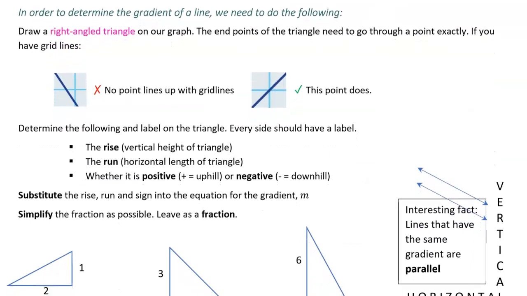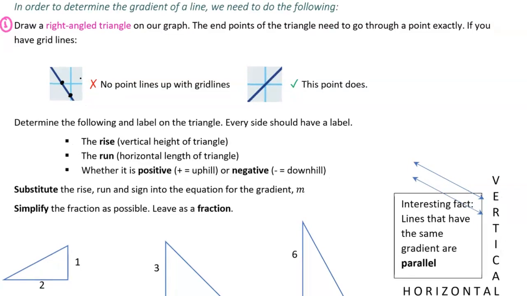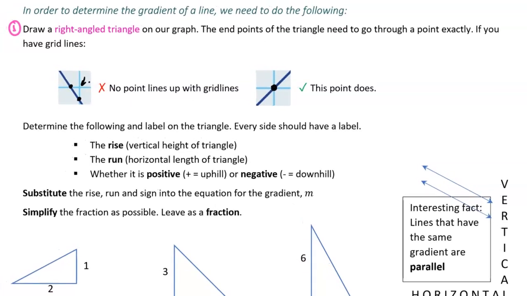So to determine the gradient of a line, we need to do the following. First off, let's call this step one. We need to draw a right-angled triangle on our graph. The endpoints of that triangle need to go through a point exactly. So, as an example, if we have grid lines, looking at this point here, not nice. They're not going through a really clear grid line like this, whereas this point is very clearly on a grid line. So that would be a really nice point to use.